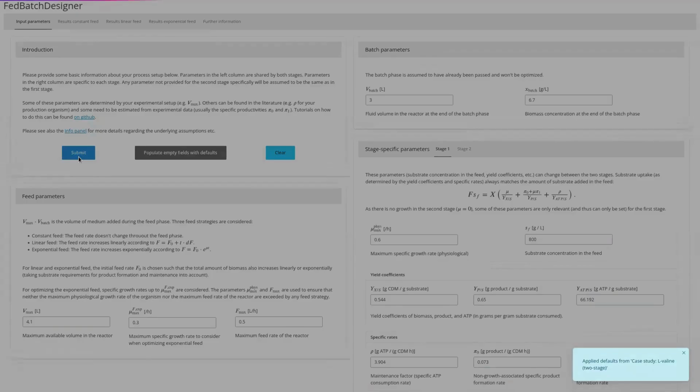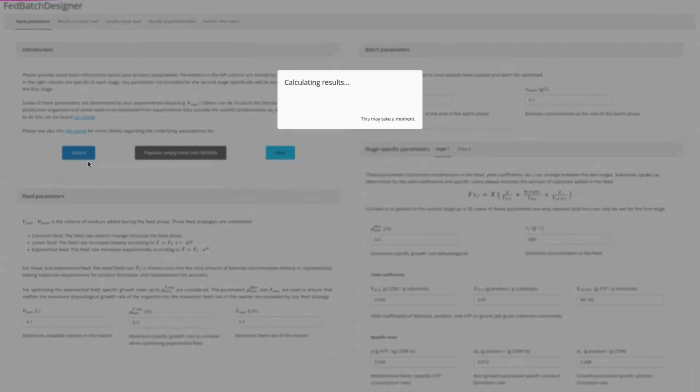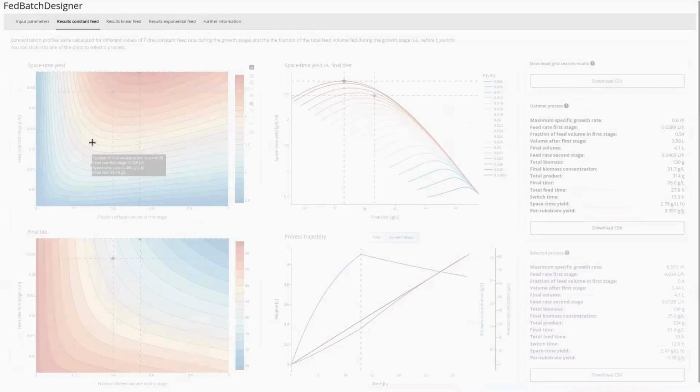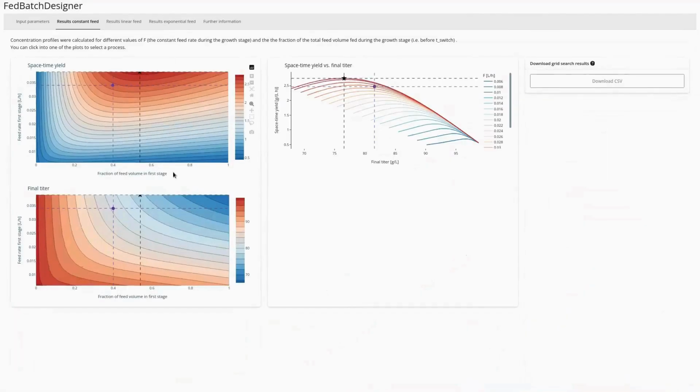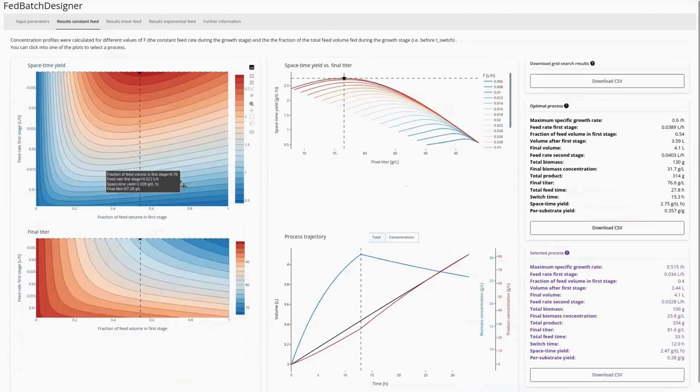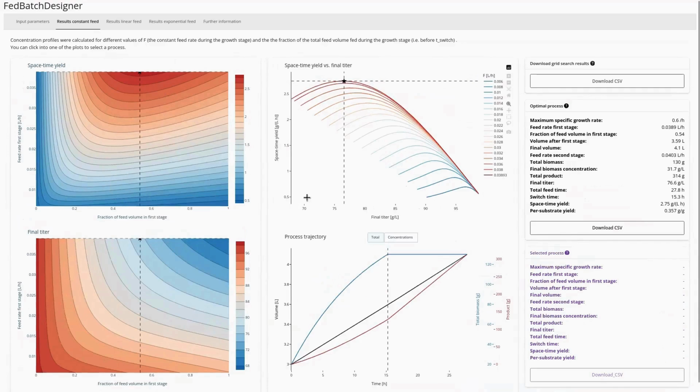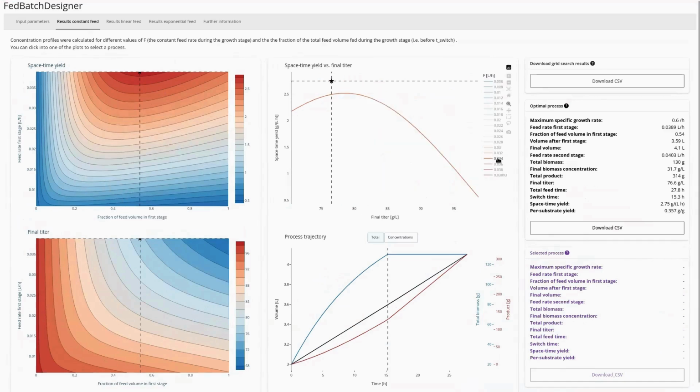After submitting, we can view the results for constant, linear, and exponential feed strategies. We will stick with constant for now. One of our outputs earlier was that the feeding rate in stage 1 of the two-stage process corresponds to a rate of 0.034 liters per hour. We can select this with a double click.